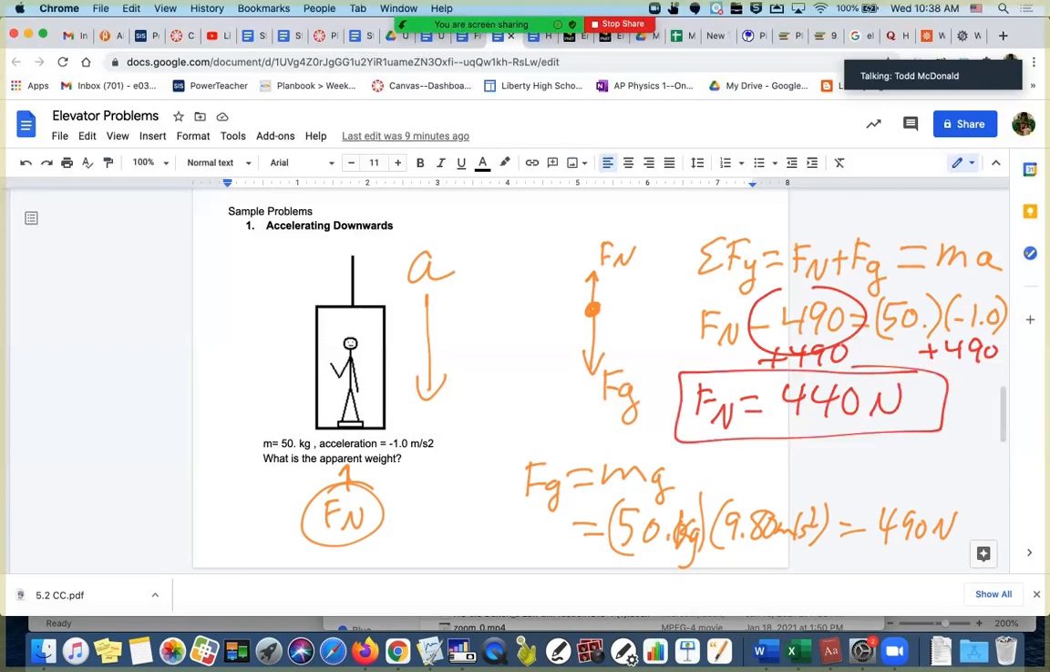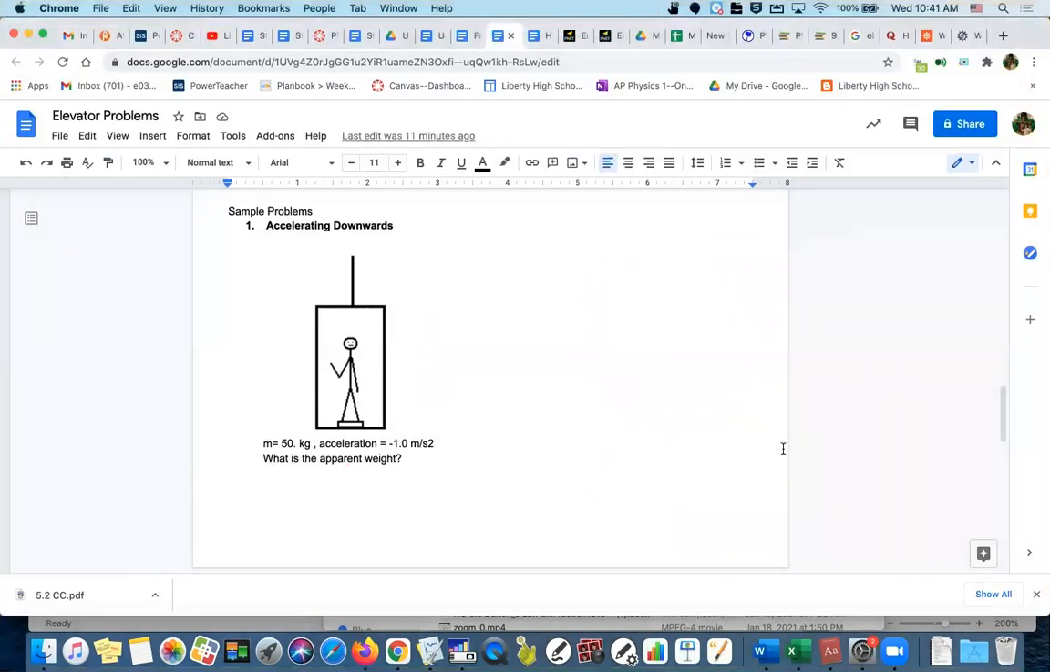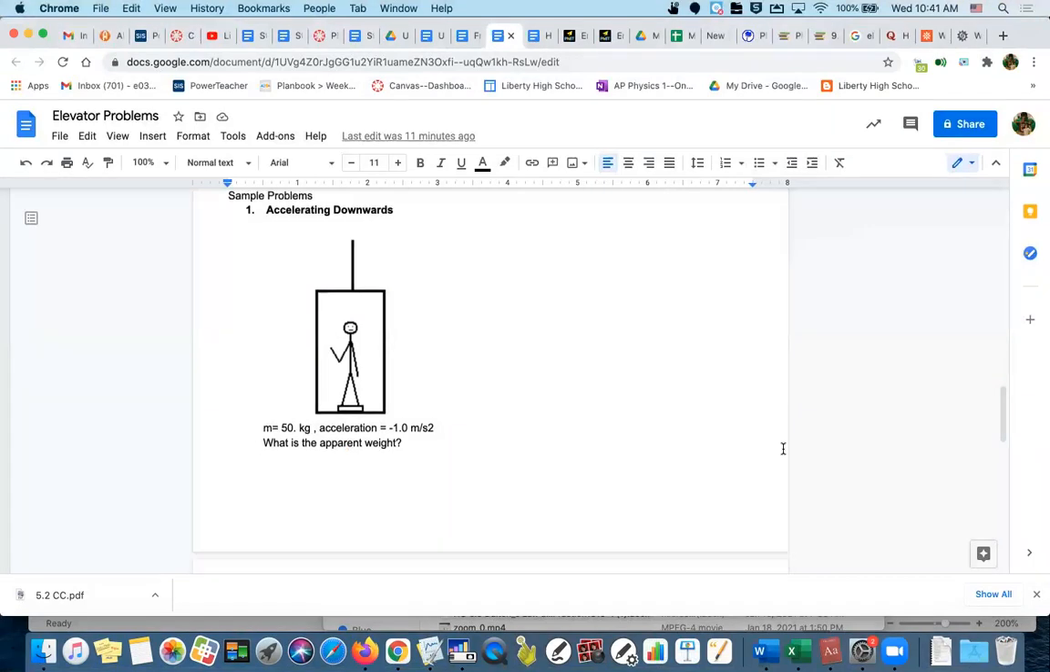Okay. Now double check, is my normal force or apparent weight less than my force of gravity? Absolutely. And that's what we want. We want the force of gravity to be bigger than the normal force. So this is what our scale is going to read. We call it our apparent weight. Okay. All right, let me go through another problem with you.